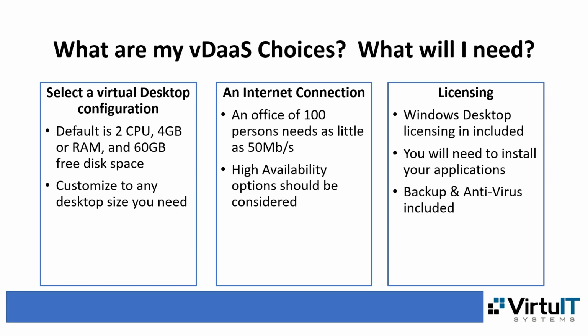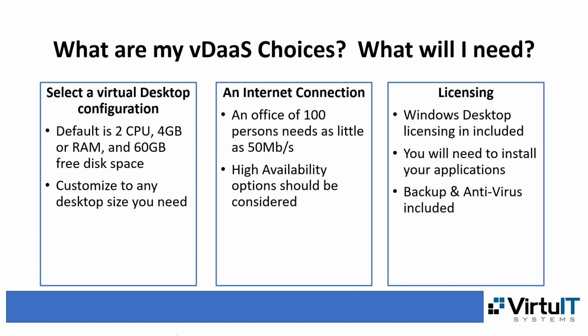So if you have power users who need more virtual CPU and more memory, that's available to you. You also need an internet connection. You can get away with as little as 50 megs per second to support a 100-person office. Again, if you have more power users, you might want to get a more powerful network bandwidth connection.